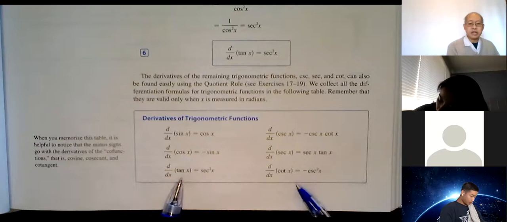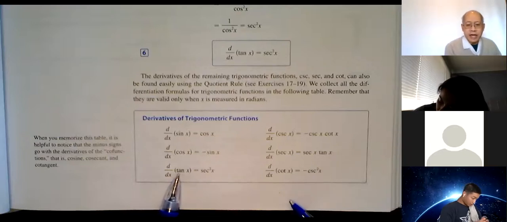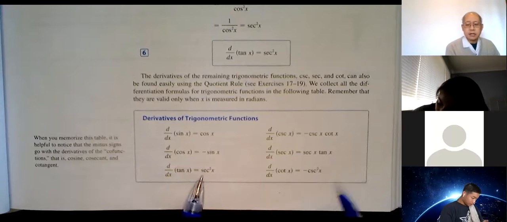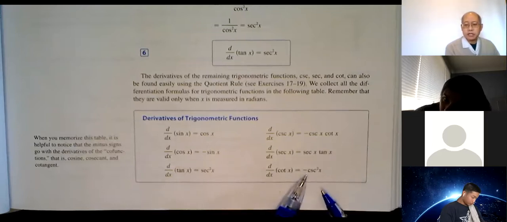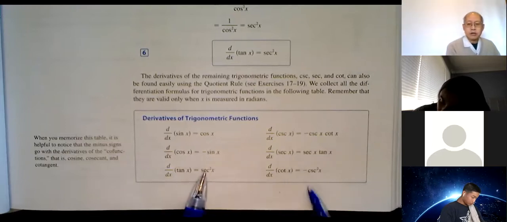Okay, tangent and cotangent. Derivative of the tangent of x, this d dx means derivative, is secant squared x. Derivative of tangent x is secant squared x. Derivative of cotangent x is negative cosecant squared x. Okay, so secant squared, cosecant squared.